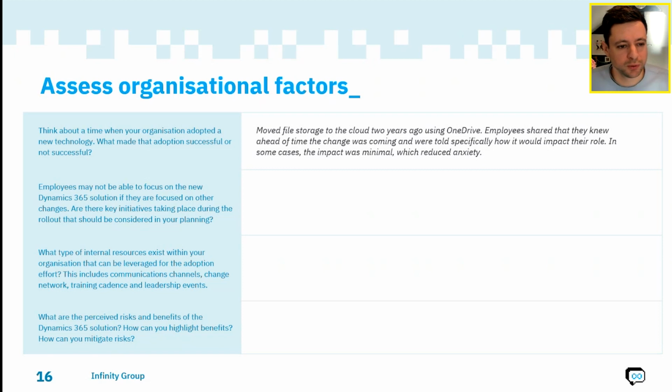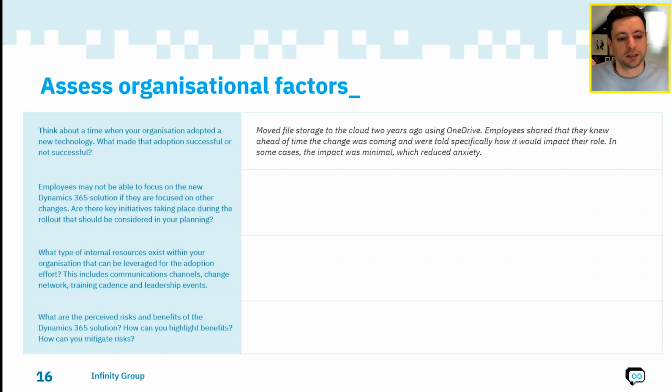Then we need to look at people. So what type of resources exist that can be leveraged for this adoption plan? So who's going to do the communication? Who's going to be in that team of people that are understanding and championing that change? How's training going to work? Who's going to nominate themselves to run some kind of leadership events? Those kinds of things.